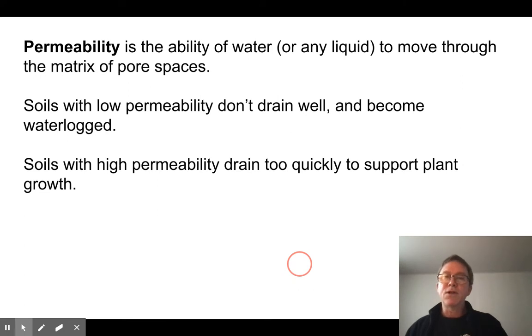Soils that have a low permeability don't drain very well, and they have a tendency to become waterlogged. Soils with a high permeability let water through very easily, but we have to be careful because if it lets it through too easily, then we don't retain water and we can't support plant growth. So good soils have an in-between permeability. They let the water through, they don't cause waterlogging, but they still hold on to it long enough to allow the plants to continue to access it.